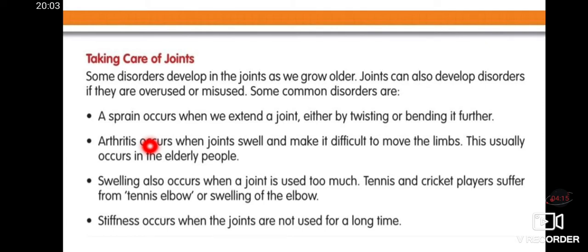Arthritis occurs when joints swell and make it difficult to move the limbs. This usually occurs in elderly people. Swelling also occurs when a joint is used too much. Tennis and cricket players suffer from tennis elbow, or swelling of the elbow. So this is a common problem for cricket and tennis players. Stiffness occurs when the joints are not used for a long time, and this is also a disorder in our joints.